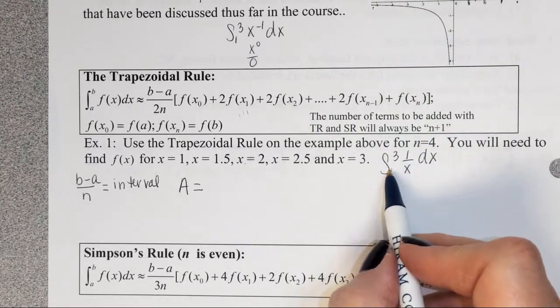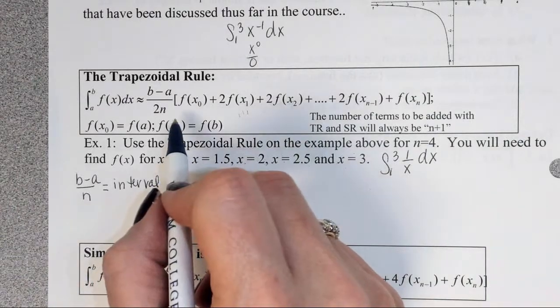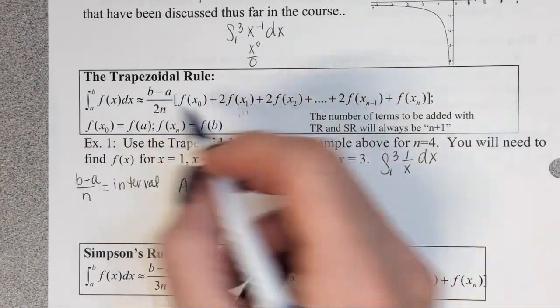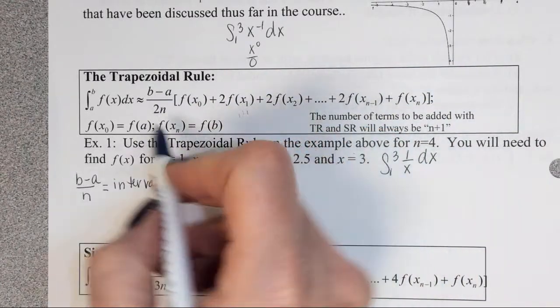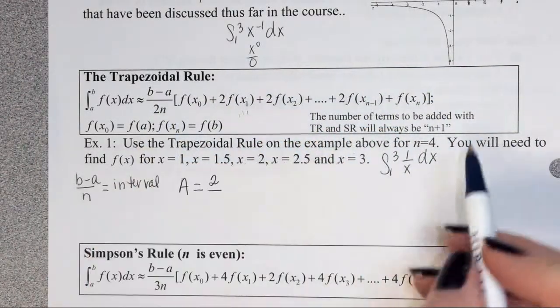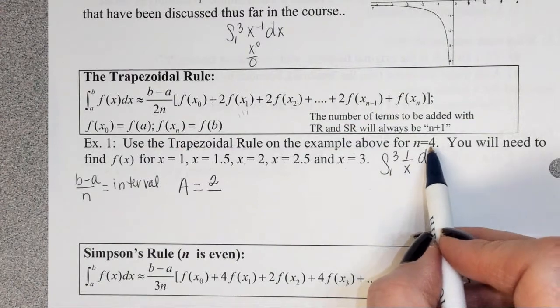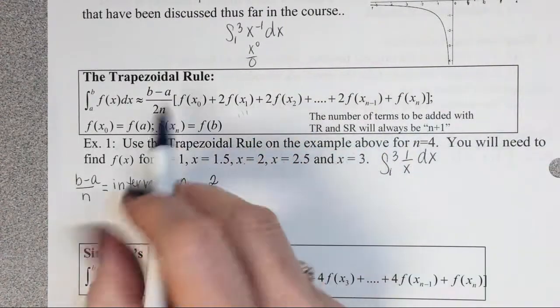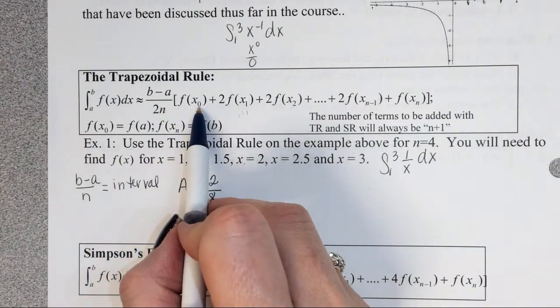So what's b minus a? 3 minus 1 is going to be 2, so I'm going to have 2 on the top, over 2 times n. So what's my n value? 4, so 8 on the bottom. Now it says I have to do f of x sub 0.